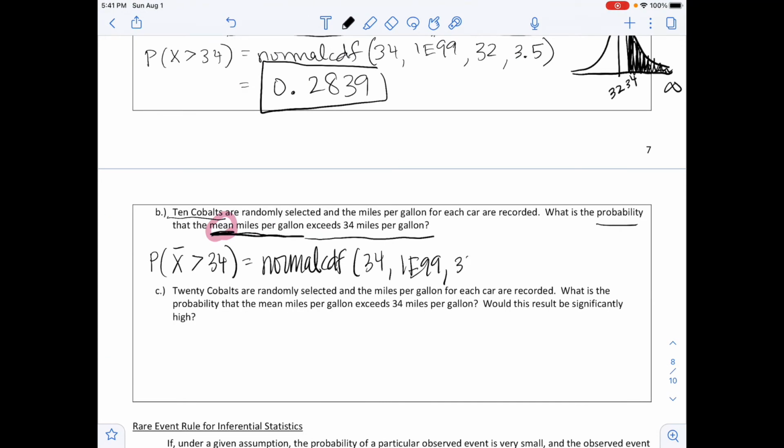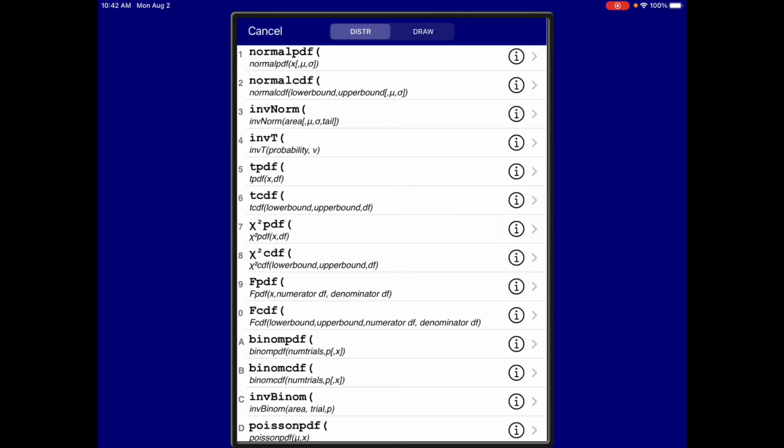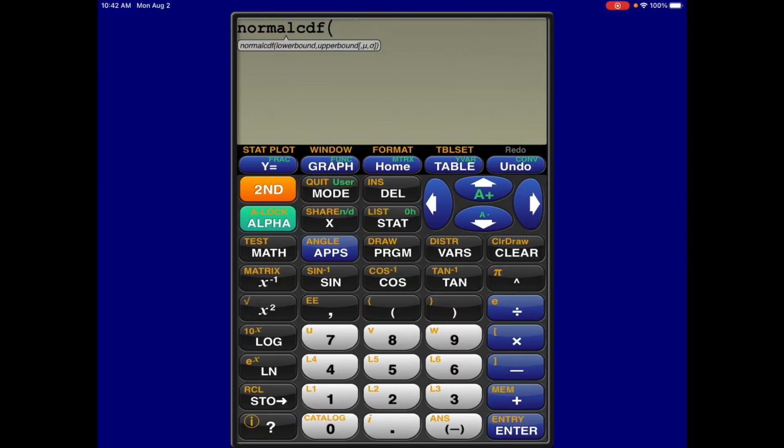So our mean is still going to be 32, comma, our standard deviation, which is 3.5, divided by the square root of n. And n is your sample size, and it tells us right there that our sample is 10. So divide by the square root of 10, close your parenthesis. On the calculator, we're going to go to second, VARS, normal CDF. Lower bound is 34, comma, upper bound is 1E99, comma, our mean is 32. And then our sample here is 10.